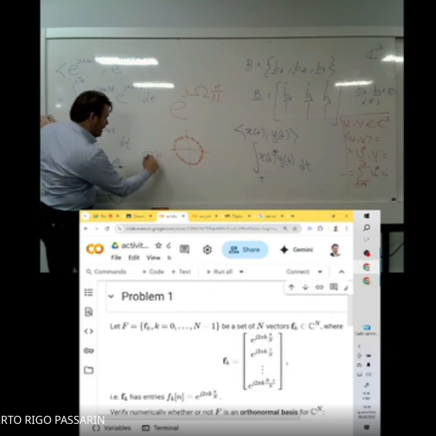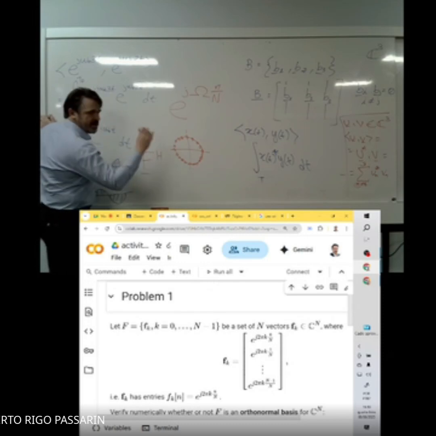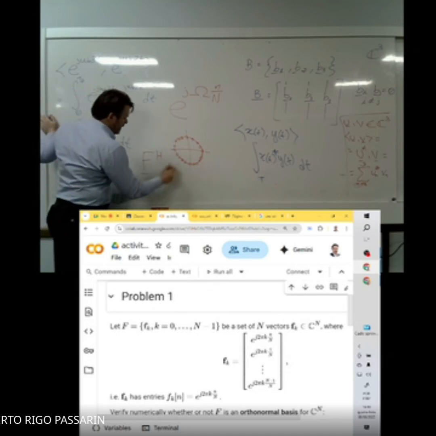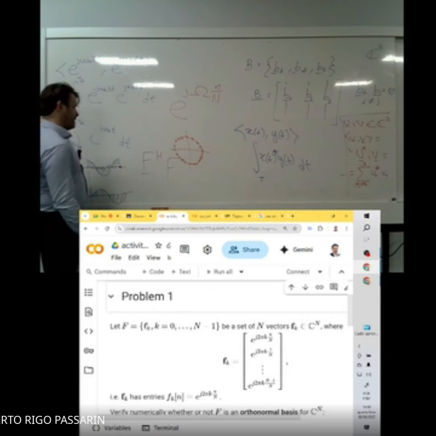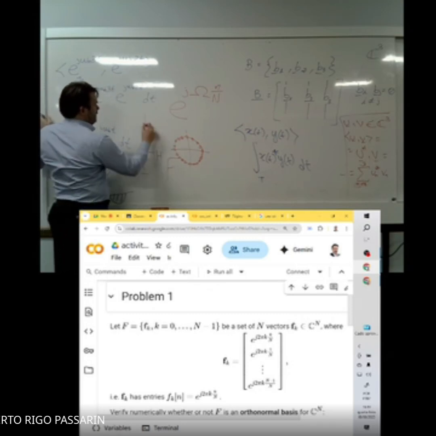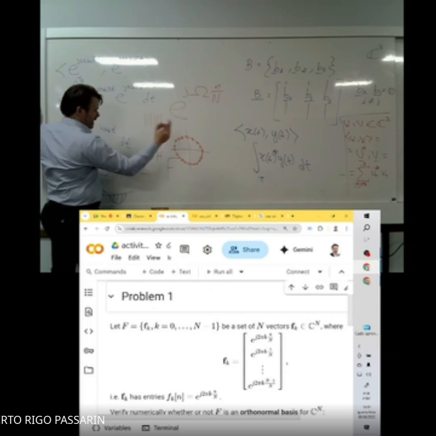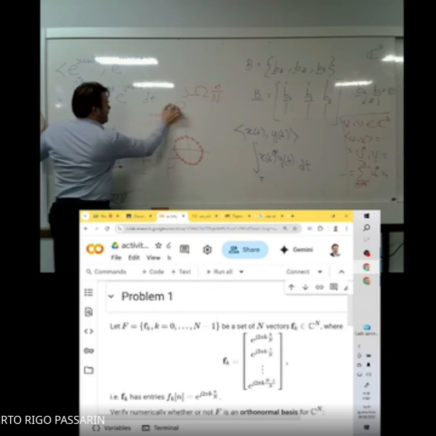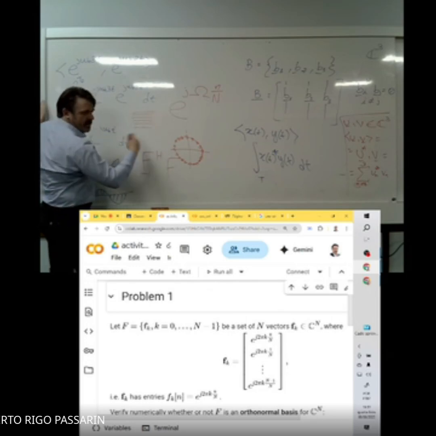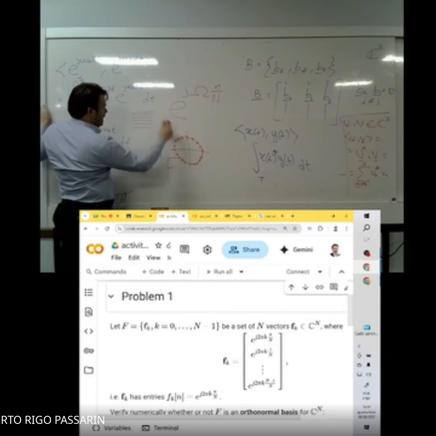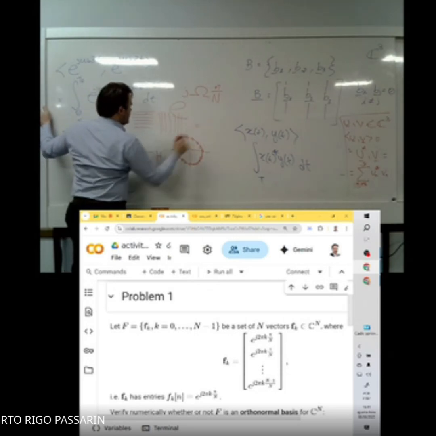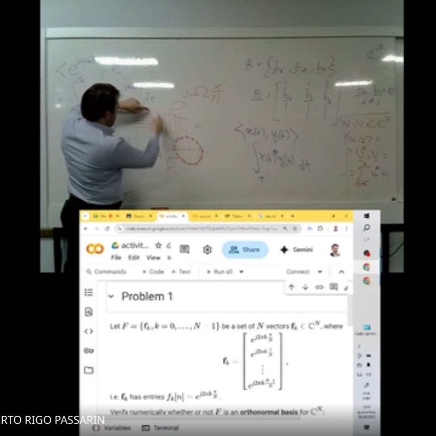You do F Hermitian, which is transposed with complex conjugate, times F. So F is composed by your vectors. When you do the Hermitian, you're transposing it and doing the complex conjugate, and then you're multiplying by F. This equals this line, this column.